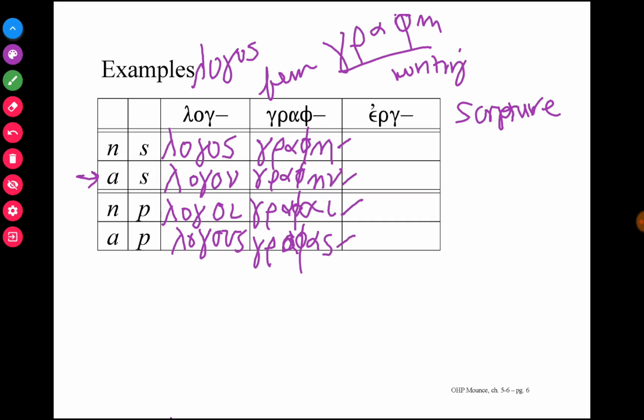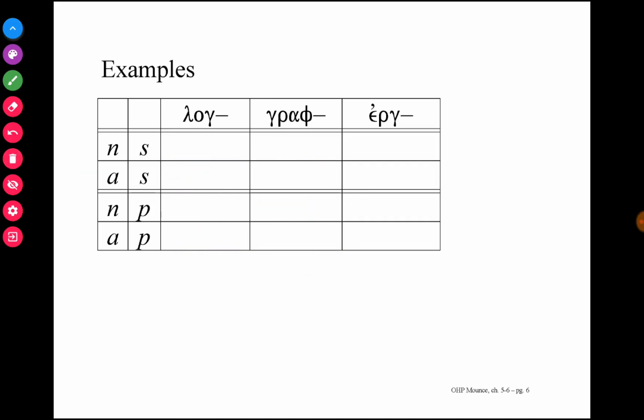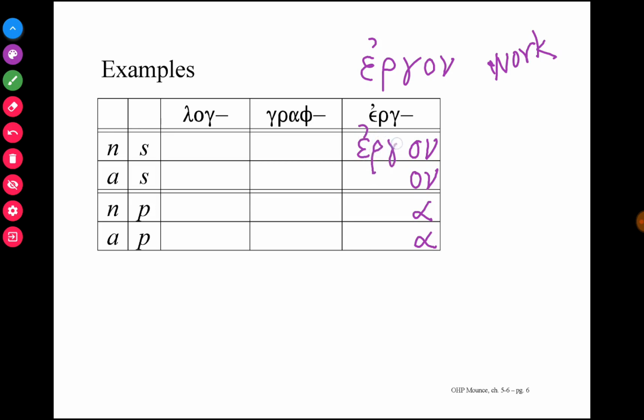And lastly, I'm going to clear the page so that we have a little bit more room for the last one. We have ergon, and this means work. And if you remember the case endings for ergon, it's on, ah. And so if I want to say work is good, and it is, work can be good, ergon, all right? And if I want to say I love work, it would also be ergon.